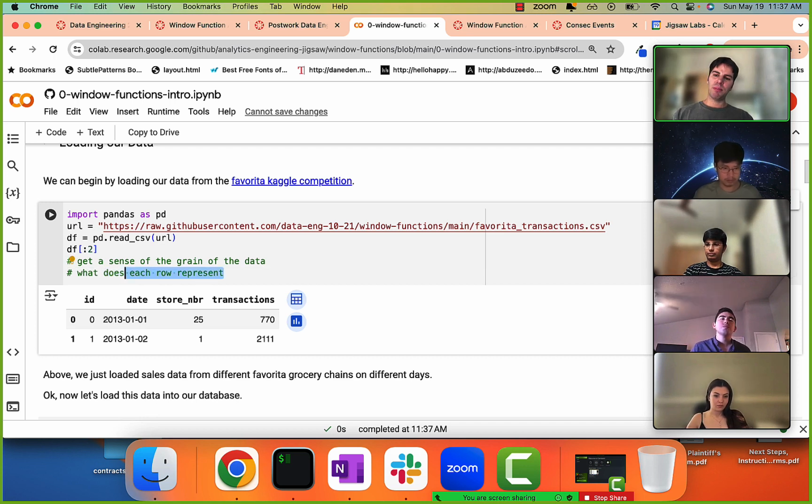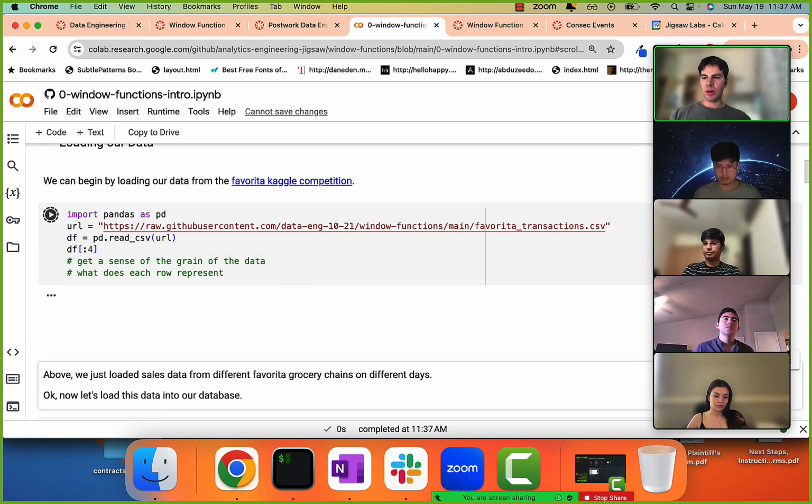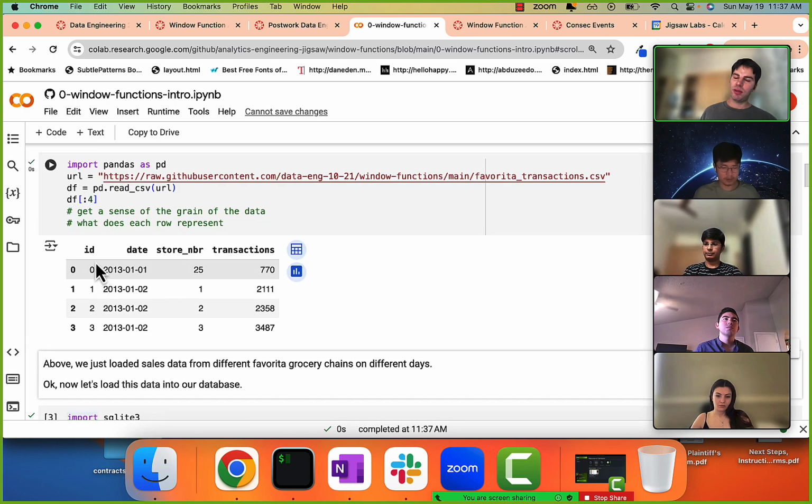I'm pretty sure we did talk about this earlier in the course, but now that we're back, this is the first step. With window functions and group by functions, this is really the hard part. So let's take a look. I loaded this data set, and the first question is, what is the grain of the data? What does each row represent?